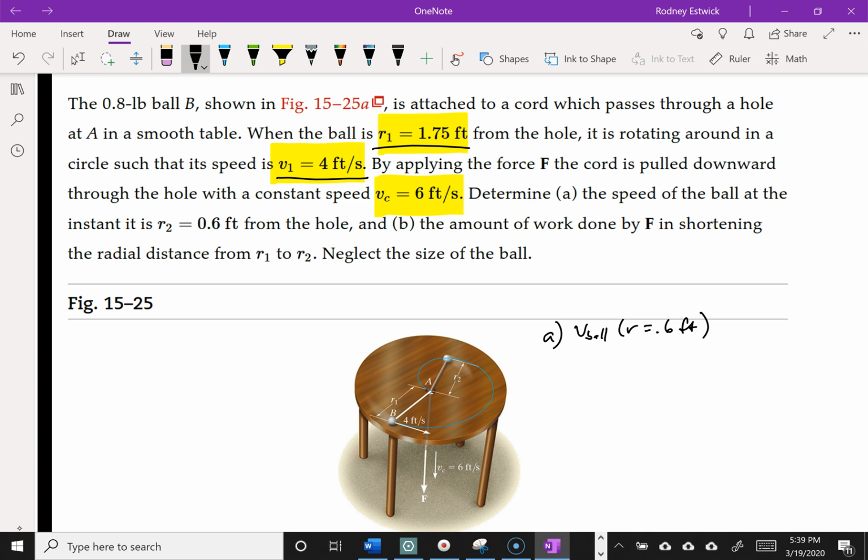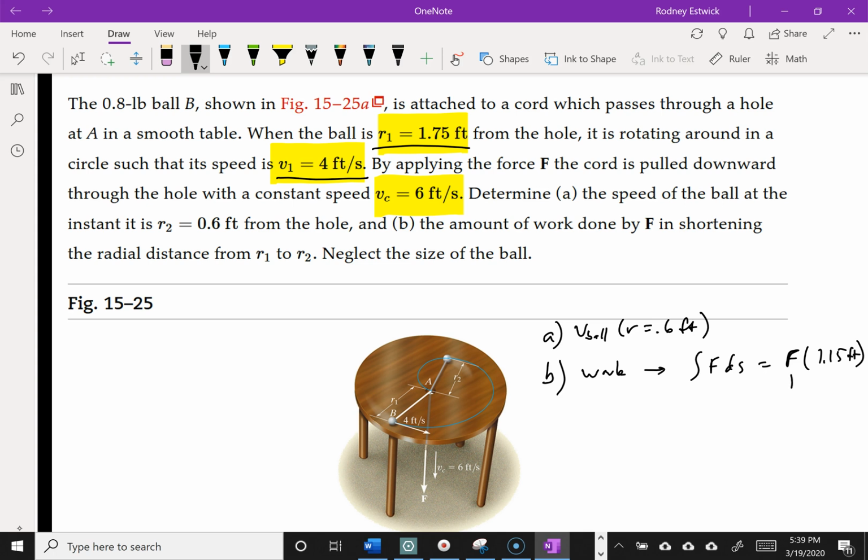So let's work on A, but real quick we'll write down what's asked in B. We need to find the amount of work done by the force F in shortening the radial distance. So there's a work. All right, so this force is applied over some distance, and in this case the force is down and the distance is down, so it's just going to be F times, actually we know it, 1.75 minus 0.6, so 1.15 feet is the distance.